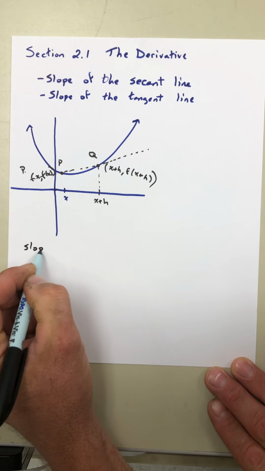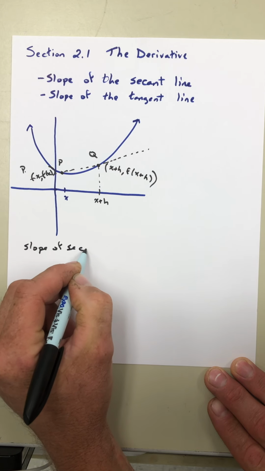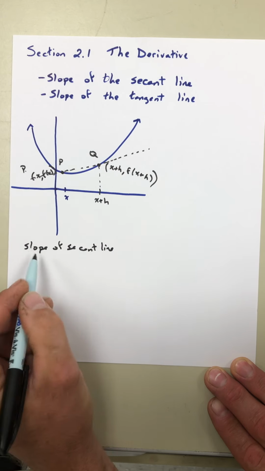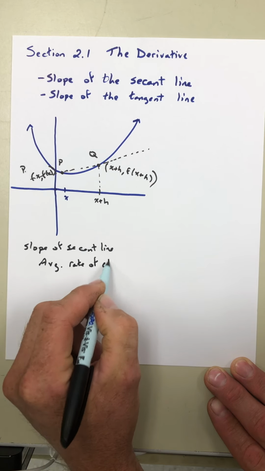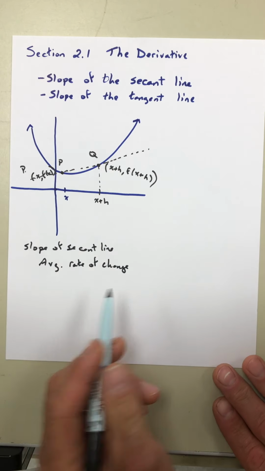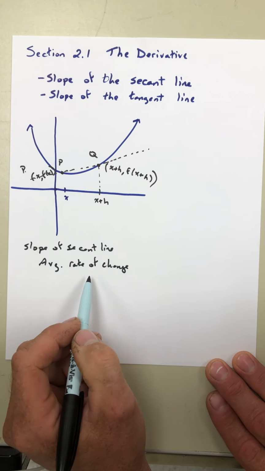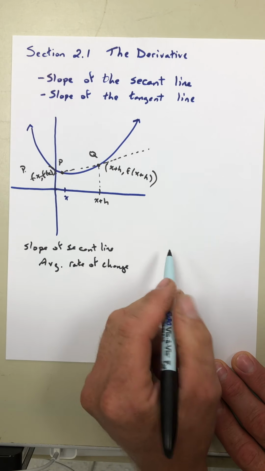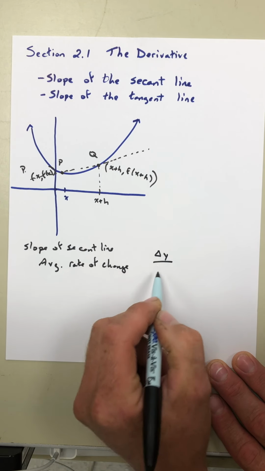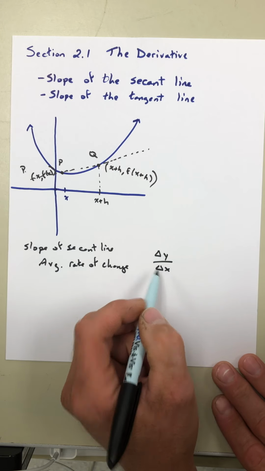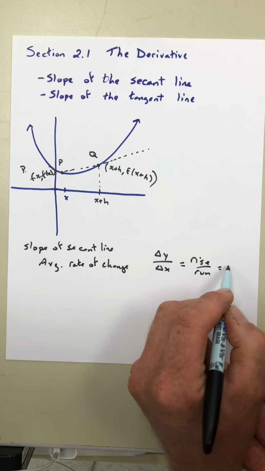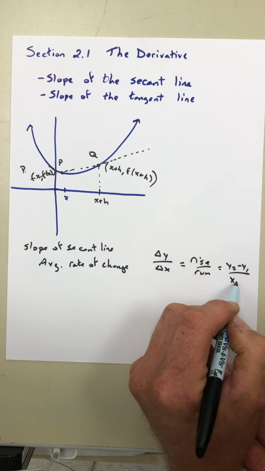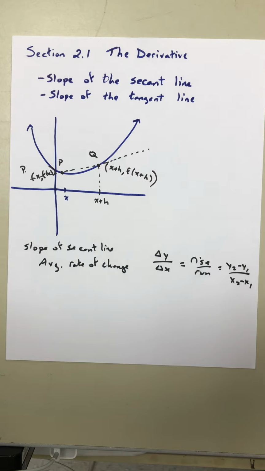So the slope of the secant line is also called the average rate of change. And hopefully we remember that from Algebra 1. So how do we find the average rate of change or the slope of that secant line? Well, we can do it in a lot of different ways. We can do delta y over delta x, change in y over the change in x. We did rise over run. We did y2 minus y1 over x2 minus x1. So all those are things that we did to find the average rate of change.